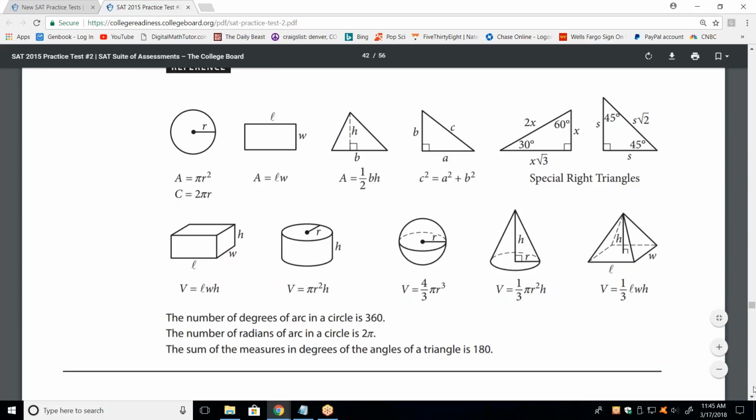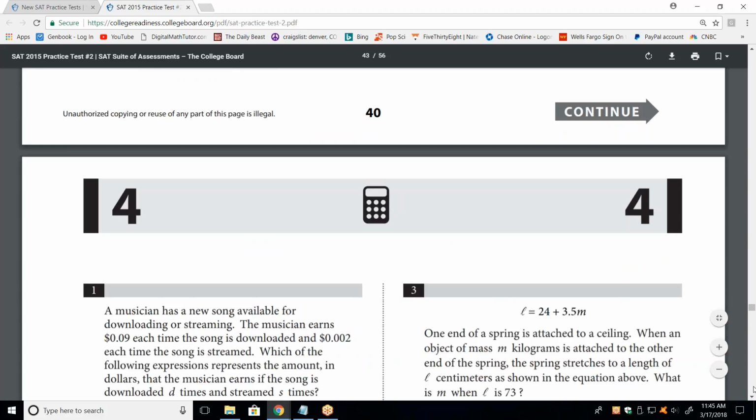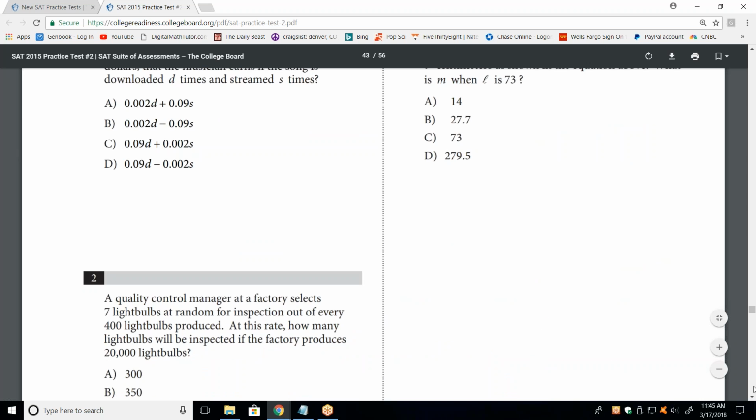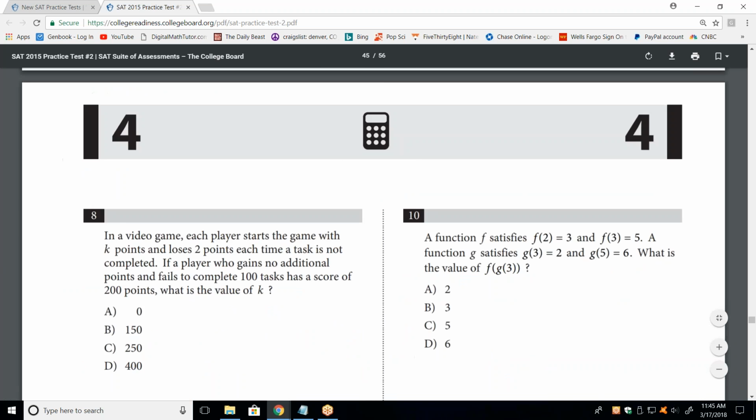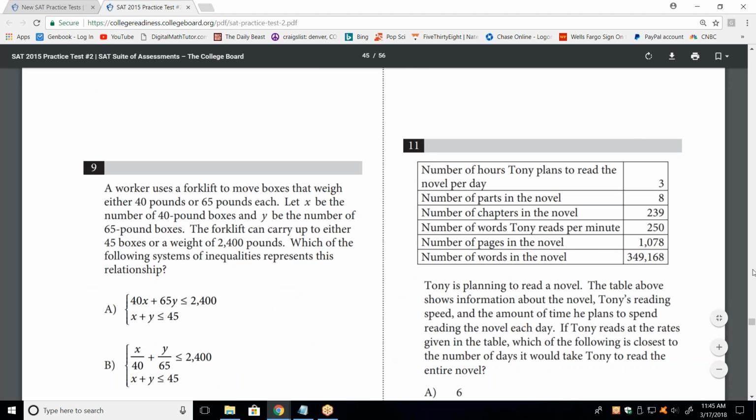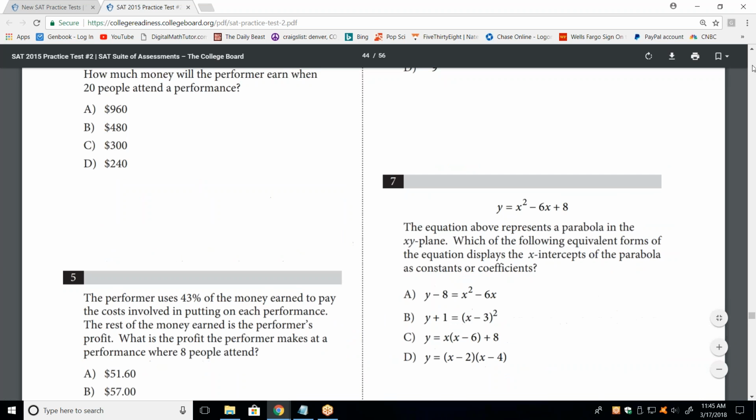Okay. So that's all they give you. Anything that you need beyond that, you got to memorize, like the quadratic formula. Really know that? Okay. Let's see, I got to get down to 17 or something like that. Nope, what am I doing here?